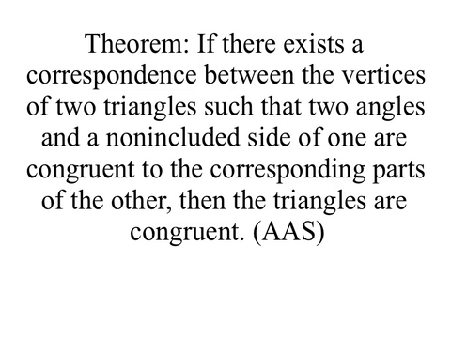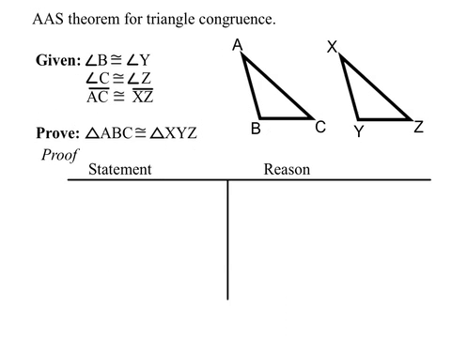If there exists a correspondence between the vertices of two triangles, such that two angles and a non-included side of one are congruent to the corresponding parts of the other, then the triangles are congruent. While some of our statements of congruence for a pair of triangles were postulates, this one can be proved. So it's the AAS theorem.